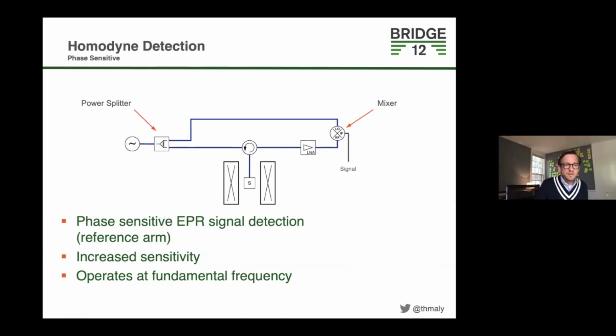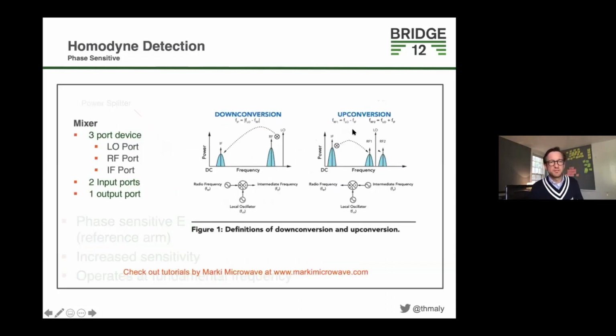Now, if you want phase-sensitive detection, you need a reference arm. So basically what you do is you split your power into a reference signal here, and then you mix it with the signal that comes from your reflected signal from your sample. Now, what is this mixer device here? The mixer is a 3-port device. It has an LO, a local oscillator port, an RF port, and an IF, or intermediate frequency, port. As a 3-port device, it always has 2 input ports and 1 output port. And you can mix and choose here.